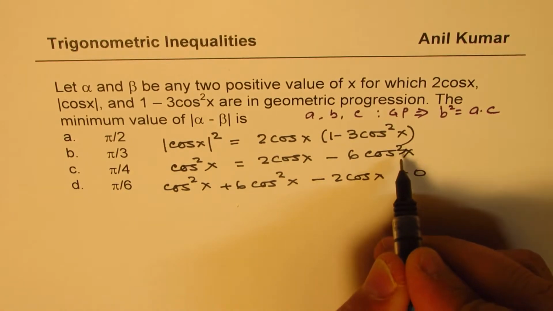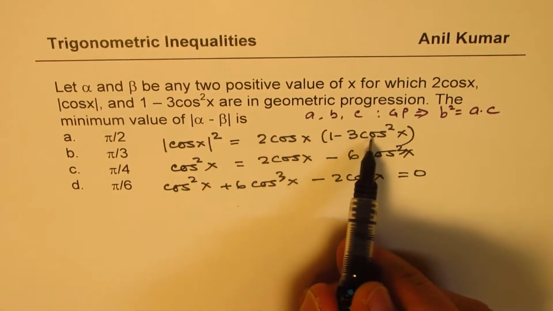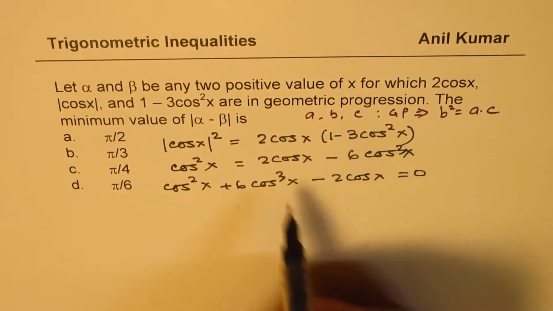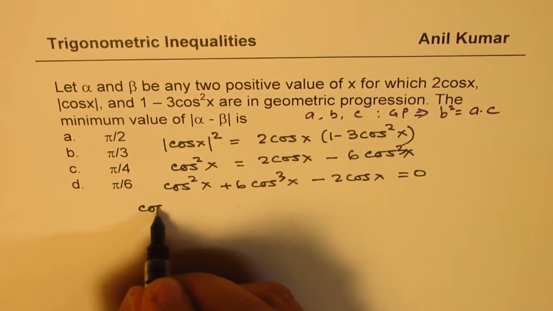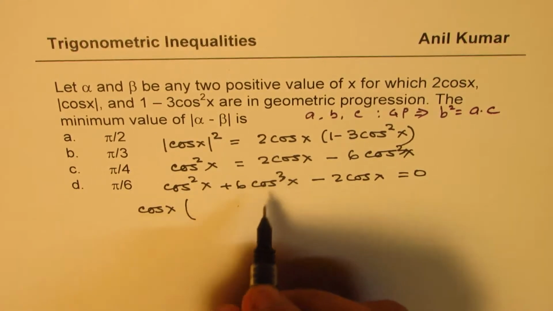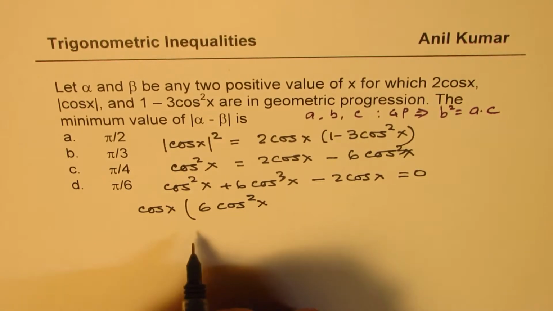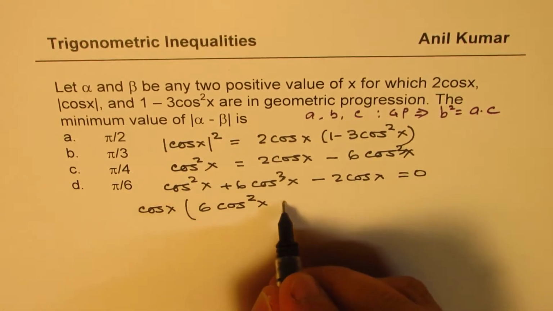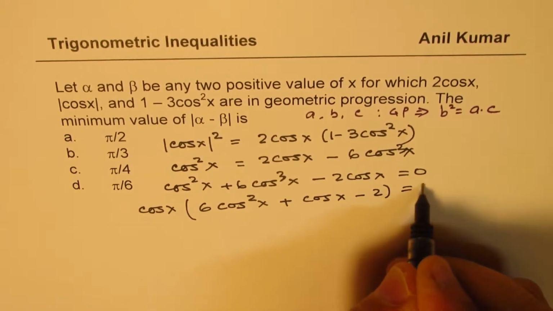Sorry, this should be cos cube x, right? So when you multiply 2 cos x with cos square x, you get cos cube x. Okay, now we can take cos x common. And what you get, I'll write this term first, which is 6 cos square x, and then we'll have plus cos x minus 2 equals to 0.